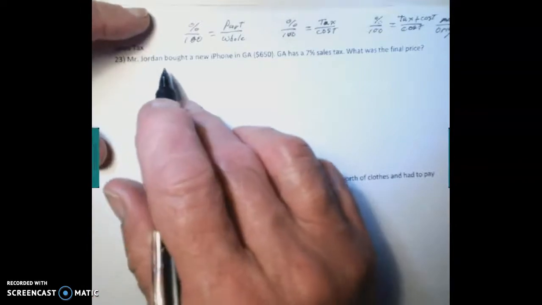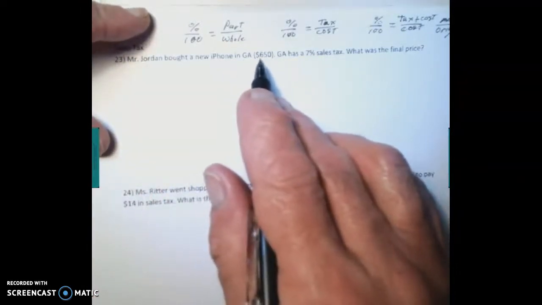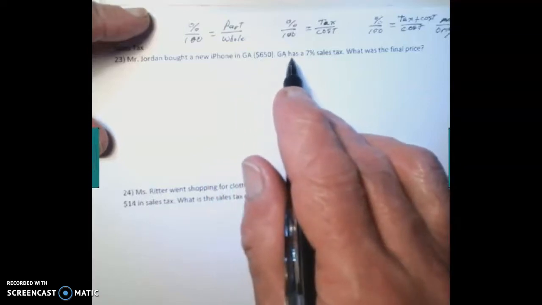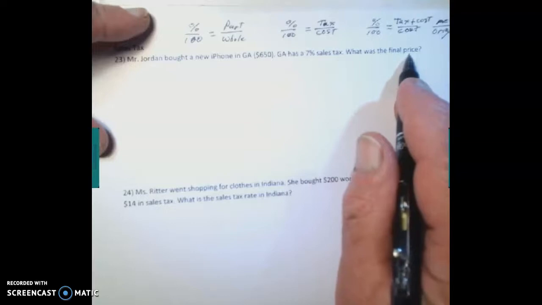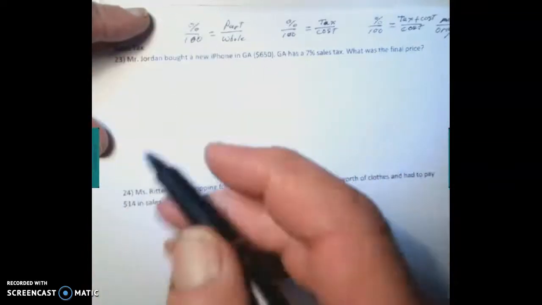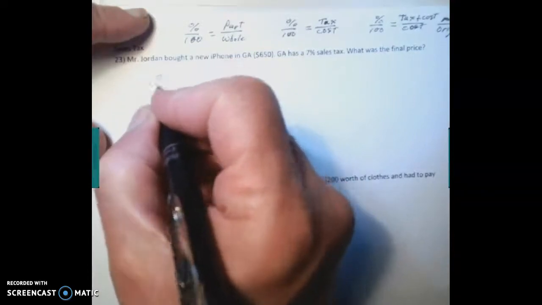Number 23, Mr. Jordan bought a new iPhone in Georgia. It costs $650. Georgia has a 7% sales tax. What was his final price? Two ways to solve it. You could figure out the tax, and so you could go percent over 100.